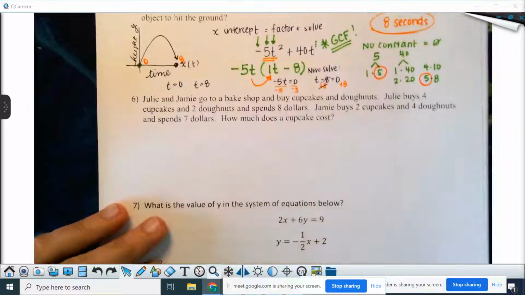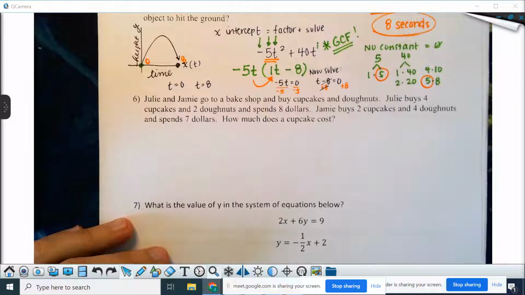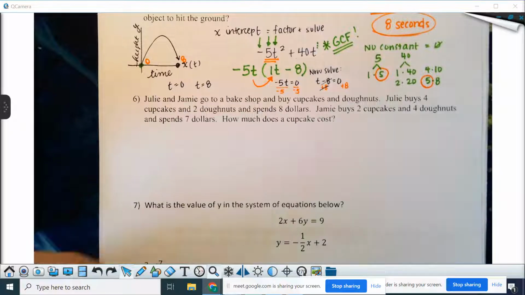All right, Julie and Jamie go to a bake shop and buy cupcakes and donuts. Sounds like a great start to the day if you ask me. Julie buys 4 cupcakes and 2 donuts and spends $8. Jamie buys 2 cupcakes and 4 donuts and spends $7. How much does a cupcake cost?